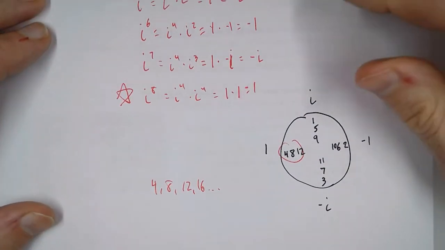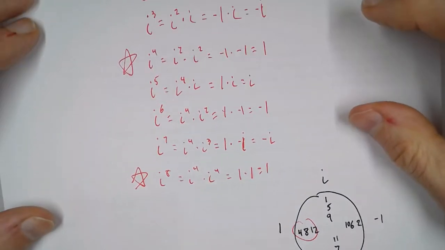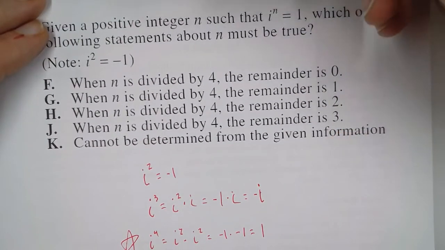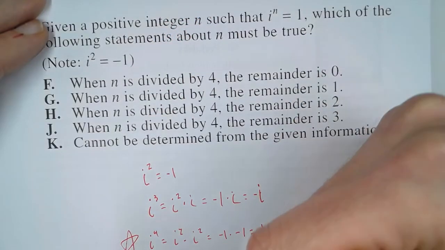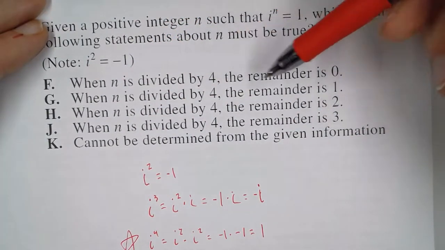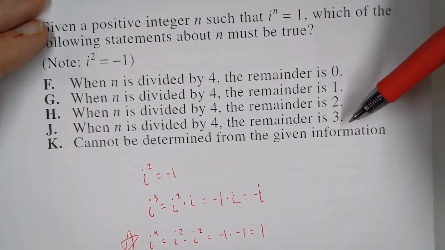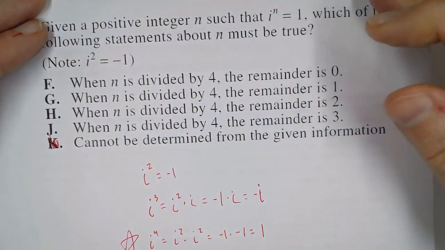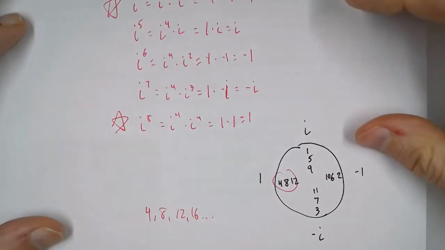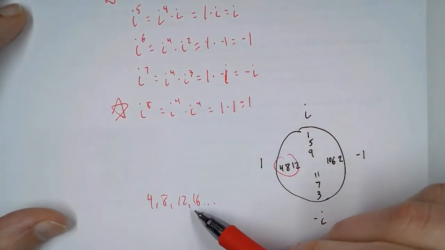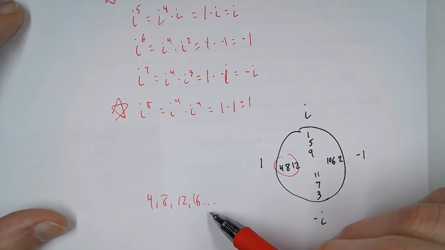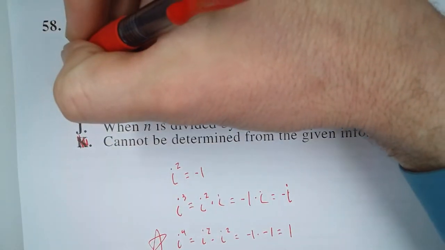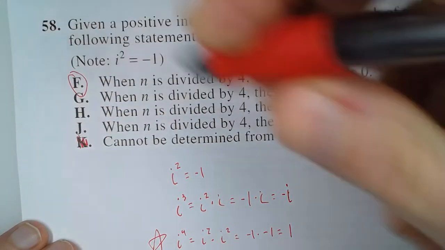And so if we think about all those numbers, 4, 8, 12, 16, which of the statements above is true? When n, that is any of these numbers that I've listed, is divided by 4, the remainder is 0, 1, 2, or 3. Now, you can determine this. Basically, if we divide all of these numbers by 4, the remainder for all of them is 0. So, for 58, F is our answer.